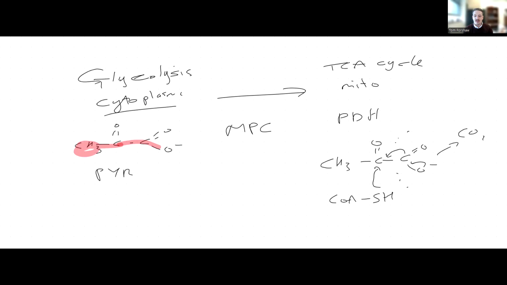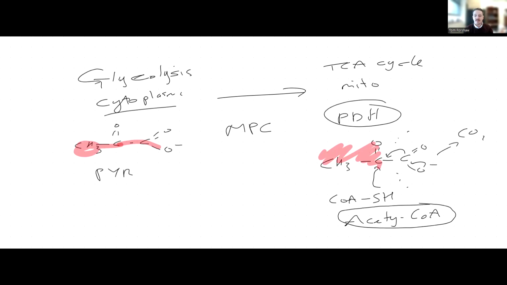In the end, let me highlight it, this is an acetyl group. So you end up with acetyl coenzyme A. The loss of CO2, the reaction of the thiol of coenzyme A with the carbonyl carbon of this acetyl group, and a reaction catalyzed by the enzyme PDH, generate acetyl-CoA.